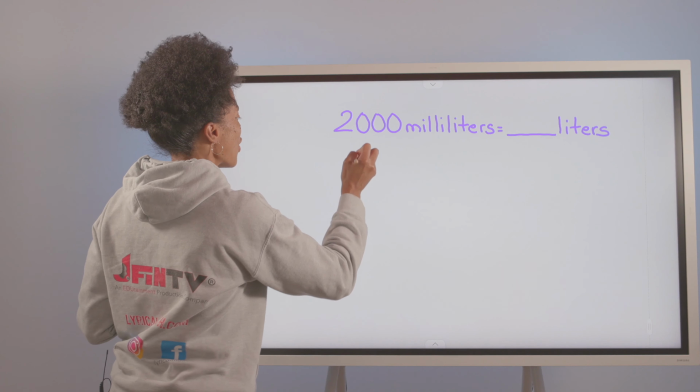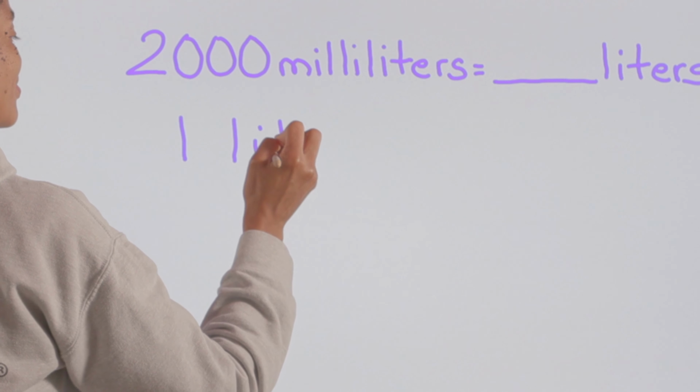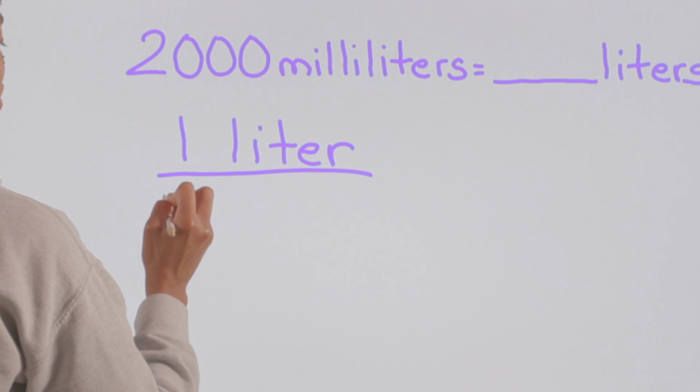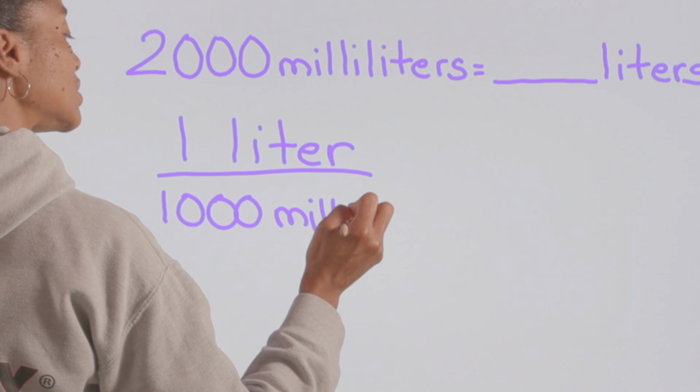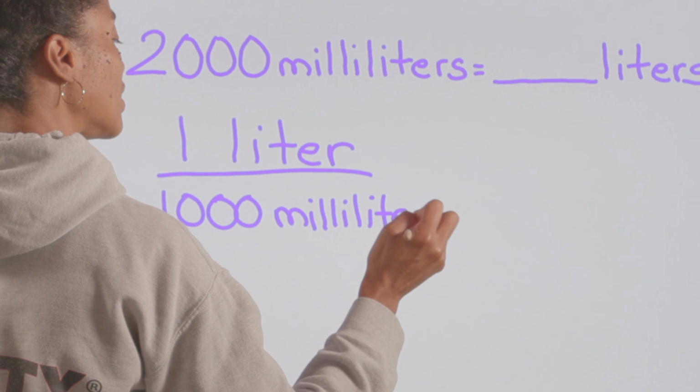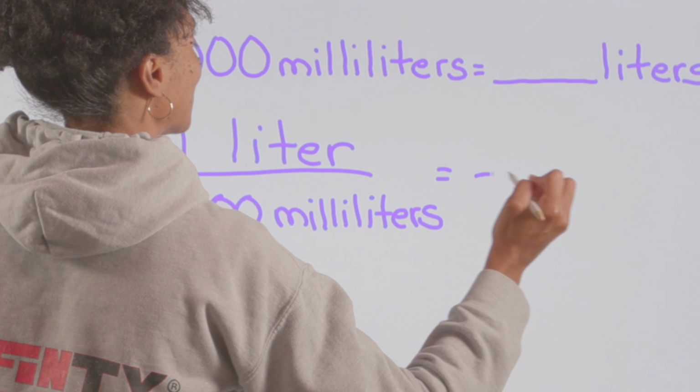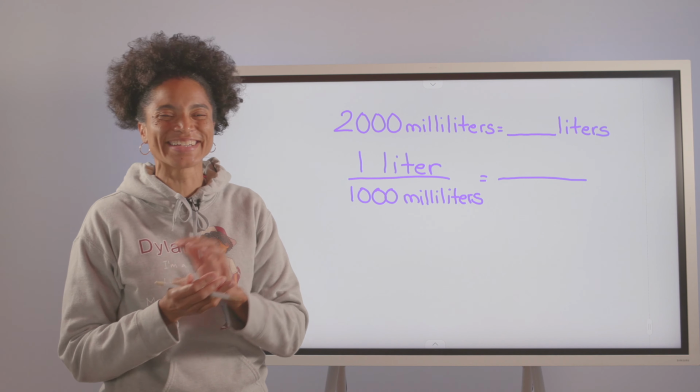Write it down. 1 liter over 1,000 milliliters. A milli, a milli, a milli, a milli, a milli. You might know that song. Maybe not. Maybe not. All right?